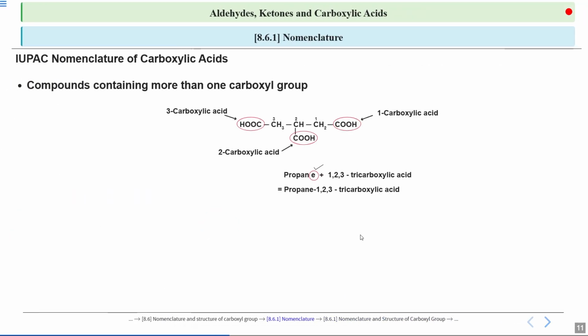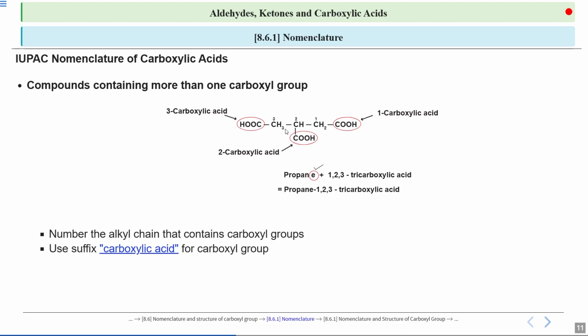Now, if you have a compound that contains more than one carboxylic group, so if you look at this particular compound, it contains three carboxylic groups. So how do you write the name? First, you number the alkyl chain that contains the carboxyl group. We have numbered it in such a way that this is 1, then 2, and then 3. So at 1, 2, and 3, carboxylic groups are attached.